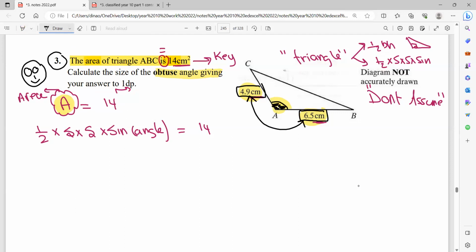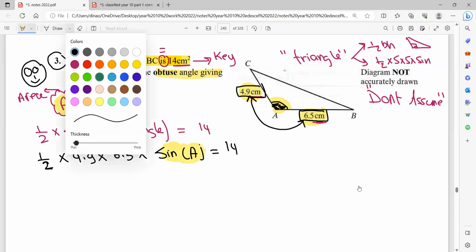So I will substitute now. Half times first side, which is 4.9. Of course, if you wish to write 6.5 first, it doesn't matter. Times the second side, which is 6.5. Times what is the angle in between? The angle in between is capital A, equals to 14. So it's just basic substitution. Always arrange to make the unknown subject. The unknown over here is sine A. So let's make sine A subject.